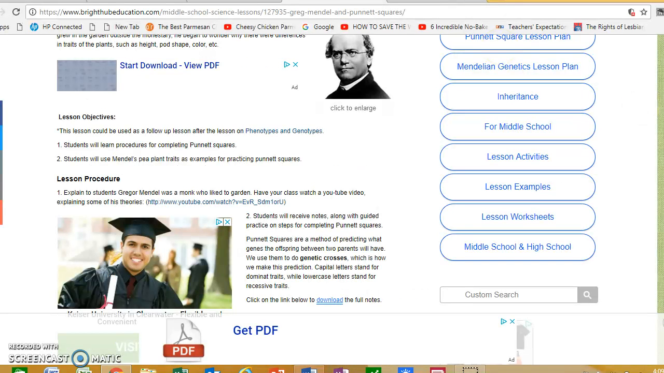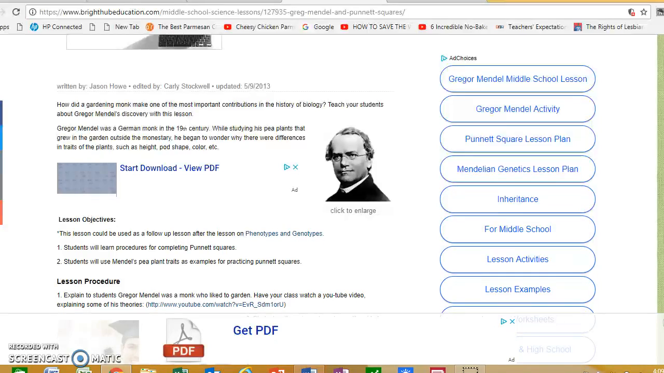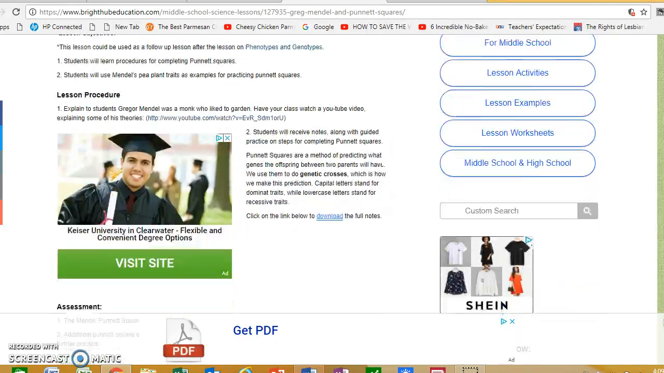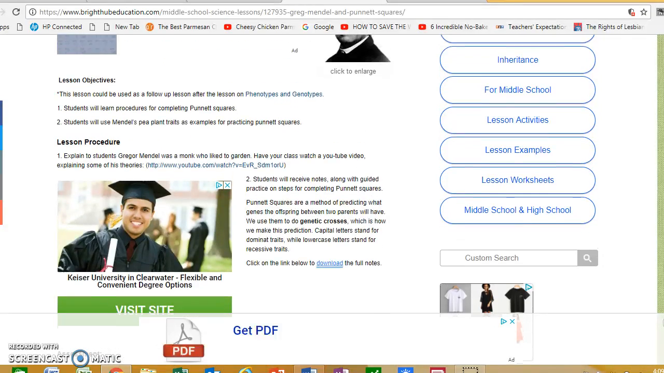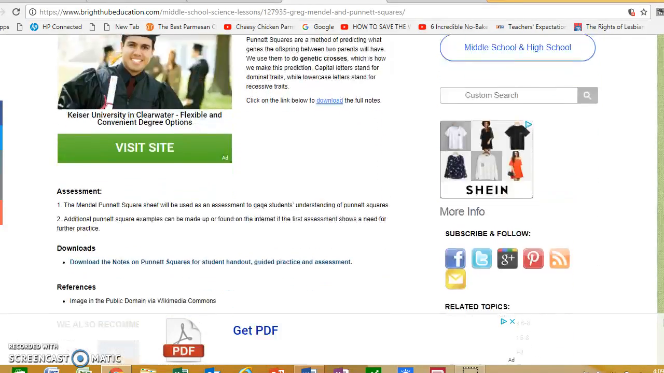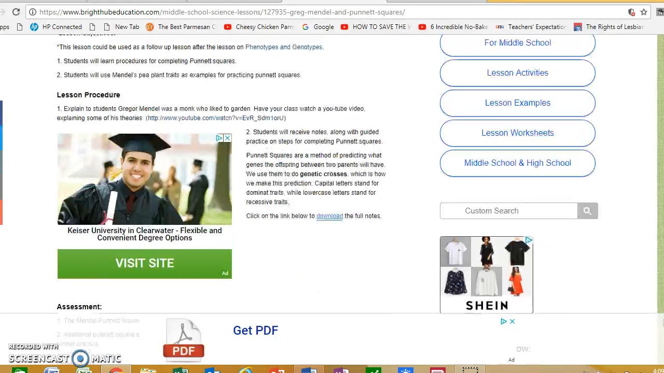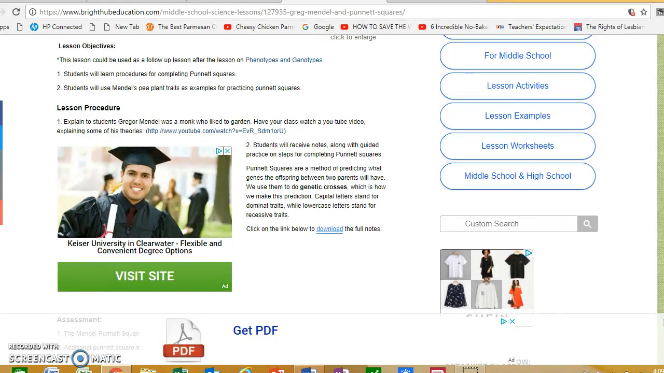Now this is the middle school lesson plan, and it's mostly like a lecture with some independent/interactive learning. So first the teacher will give the notes, and then she hands out Punnett squares so that the students can practice with the help of their classmates. It's not my favorite, but it's better than the high school one.